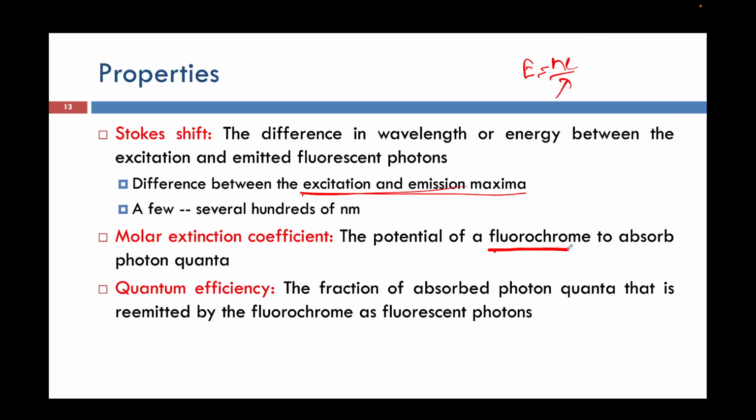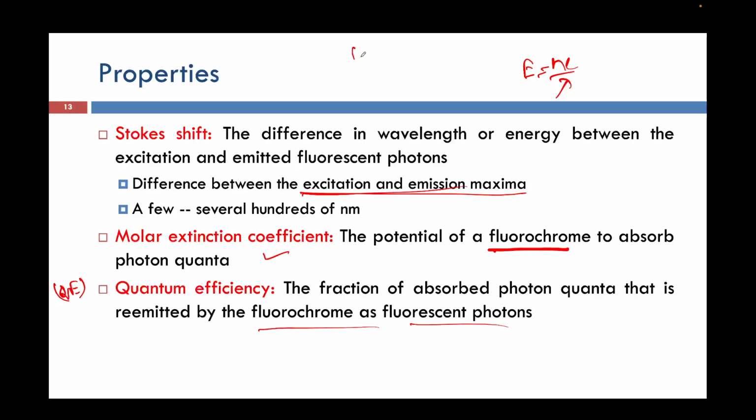That is the potential, how much it is able to emit the radiation after absorbing the photoquanta. So that is known as molar extinction coefficient. And there is another important term, known as quantum efficiency, QE. This quantum efficiency is defined as the fraction of absorbed photon quanta that is re-emitted by the fluorochrome.